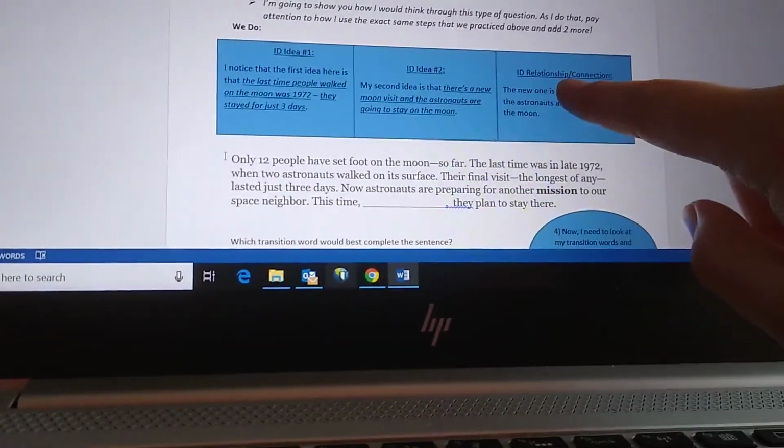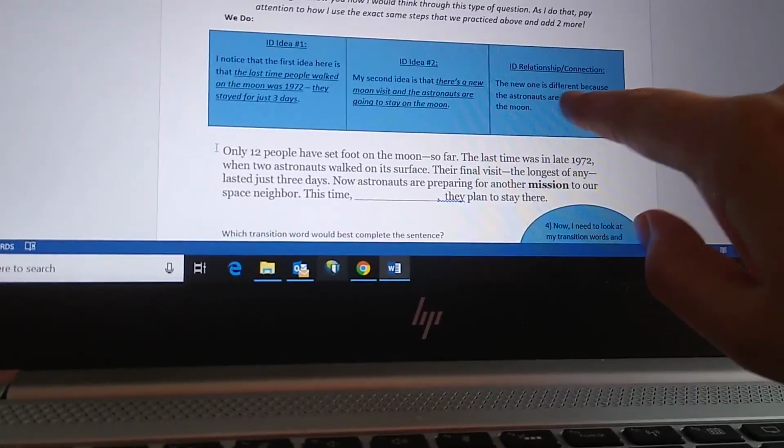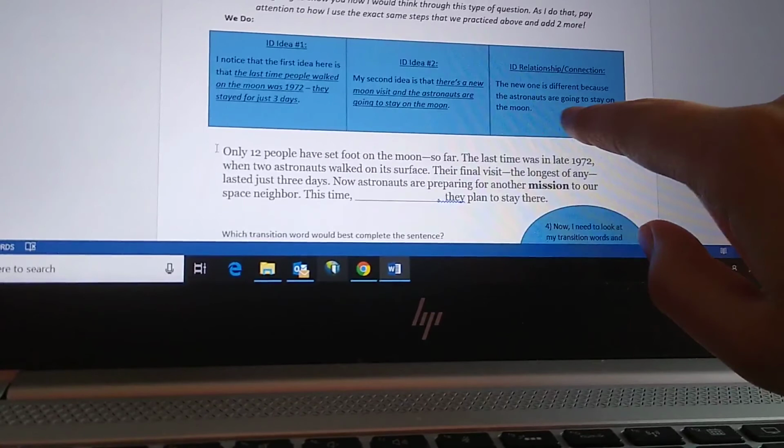Now we have to ID the relationship or the connection. So we know that the new one is different because the astronauts are going to stay on the moon. So in the first idea, they just stayed for 3 days. In the second idea, they're actually going to stay there longer. So we know that these 2 ideas are different because the astronauts are going to stay on the moon longer in the second one.